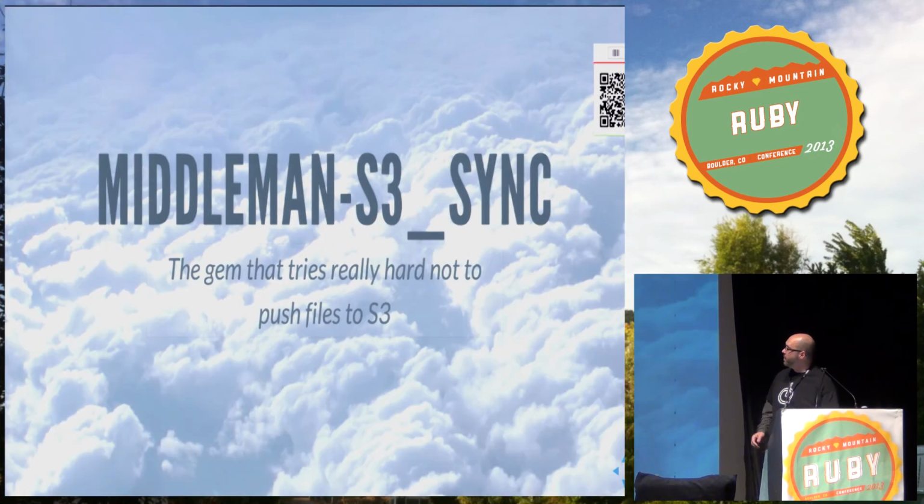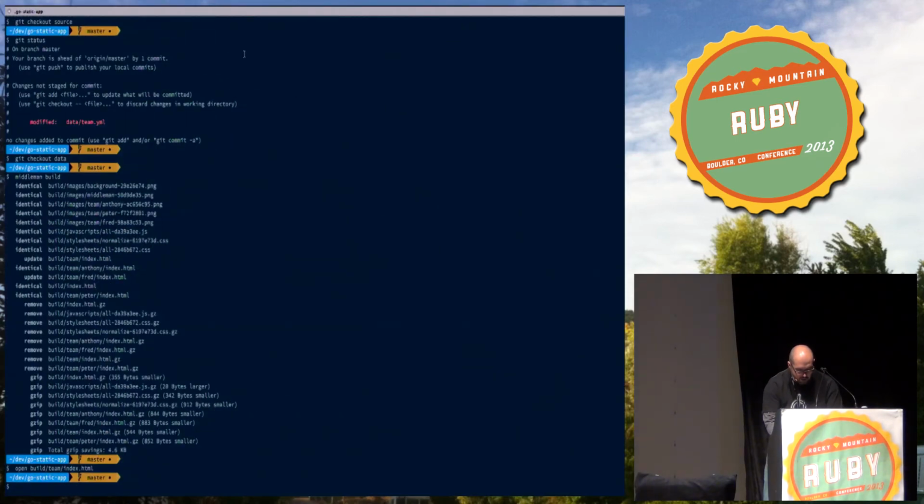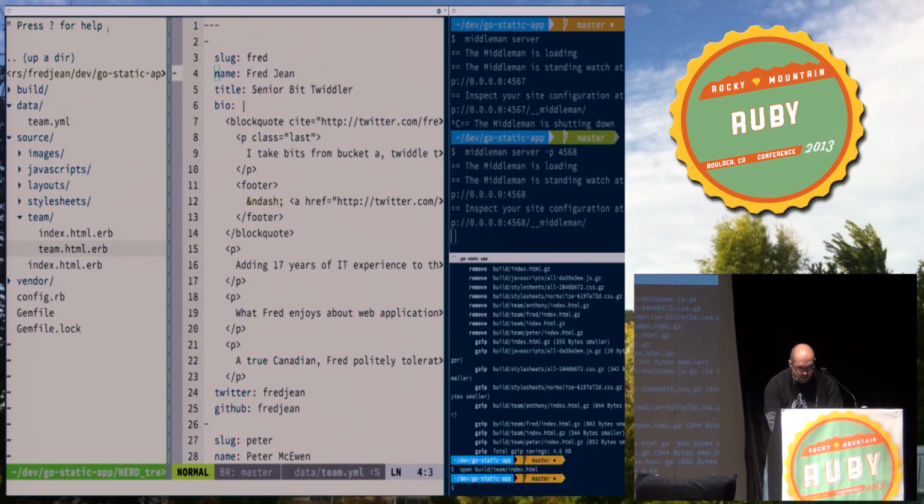So I wrote a nifty gem a few months ago, working for the Dojo, to make sure we push what we needed for one of our clients that had a relatively large website. The gem tries really hard not to push files to S3, but it will do so if it must. So S3 is configured as part of the configuration screen here. So going back to Vim.